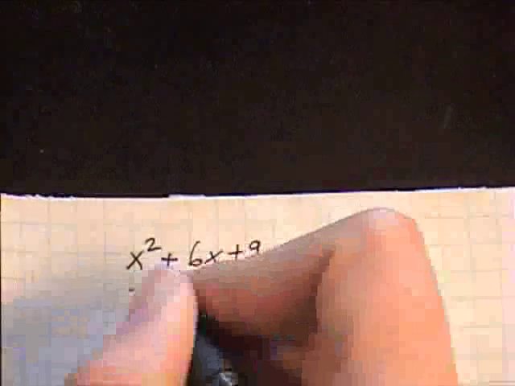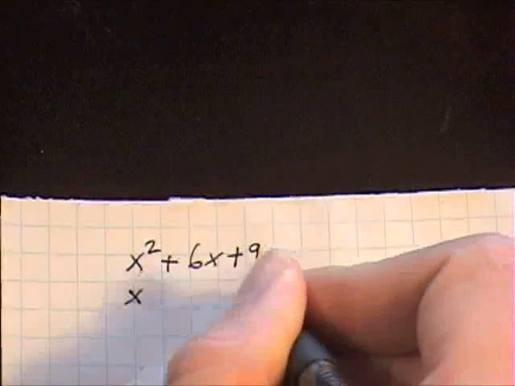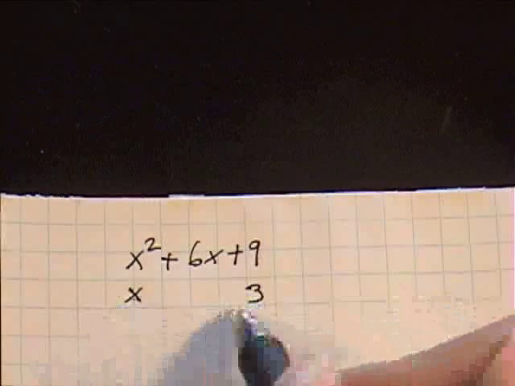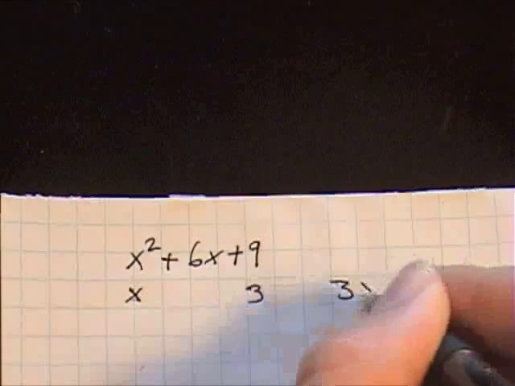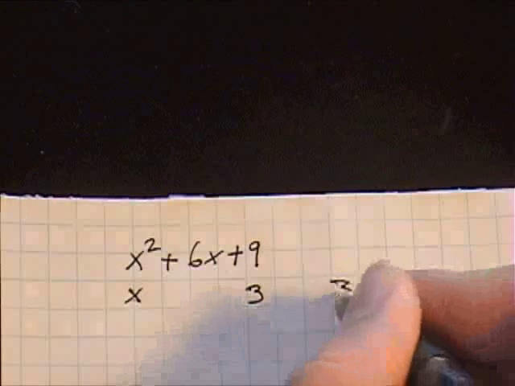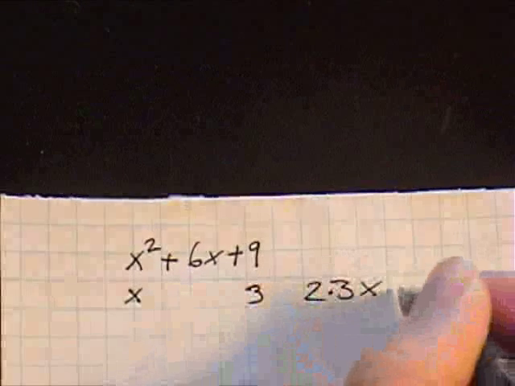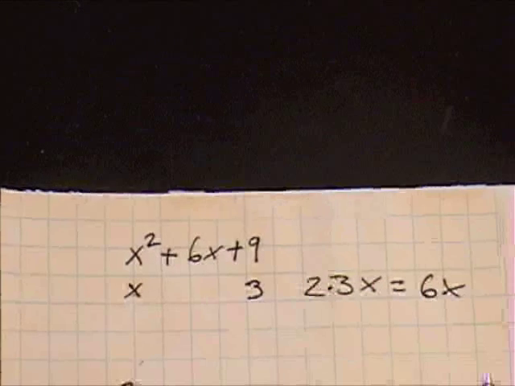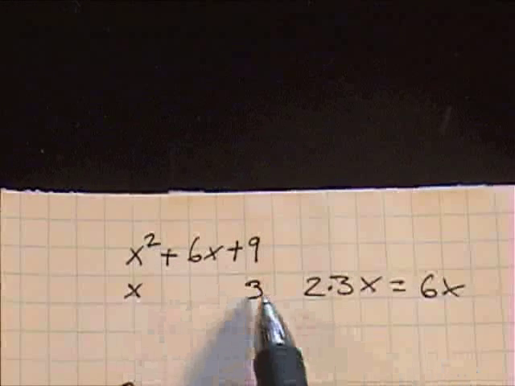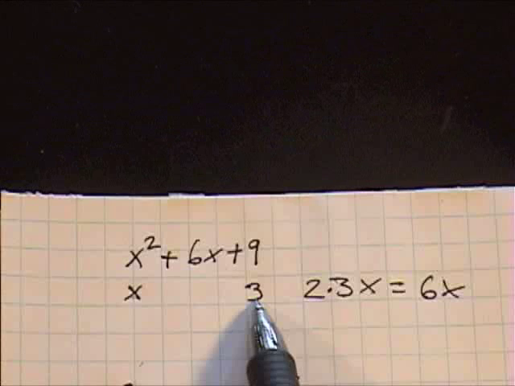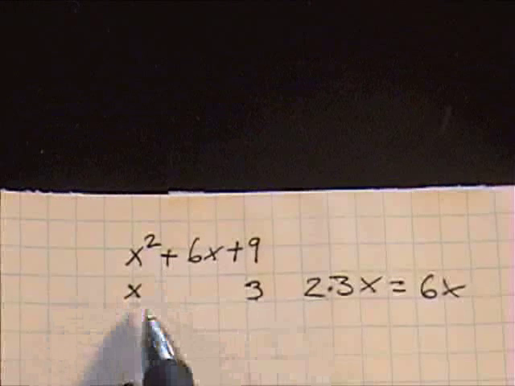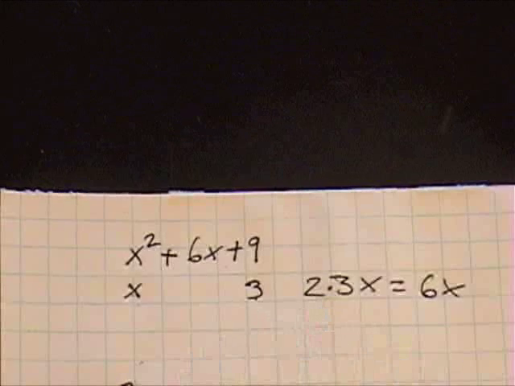So let's just look at it. We know that this is going to be x, and this becomes 3. So if you were to multiply these together, 3x, and then double them, times 2, that would equal 6x. That's what it is. It is the square root of the last term multiplied by the square root of the first term, and then you double that. You times it by 2.